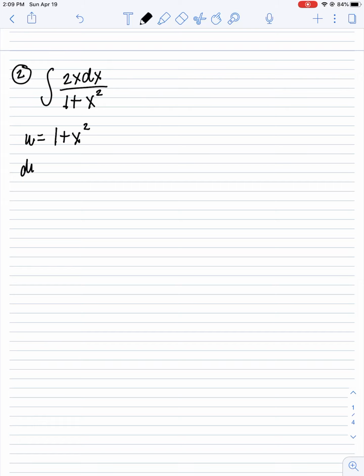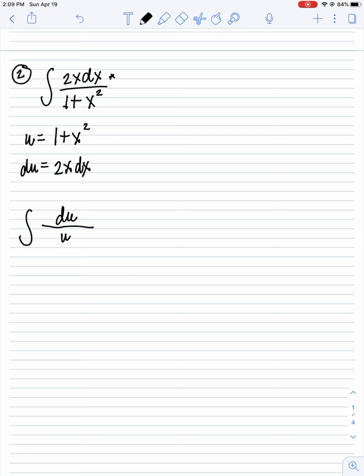And then the derivative of u, the derivative of 1, again, is 0, and the derivative of x squared is 2x. Again, we're taking the derivative with respect to x, so tack on a dx. And now you can clearly see that the numerator, 2x dx, is simply du. And the denominator, 1 plus x squared, is simply u.